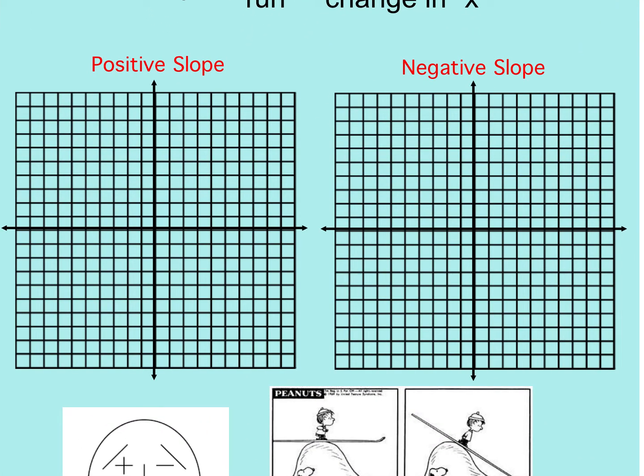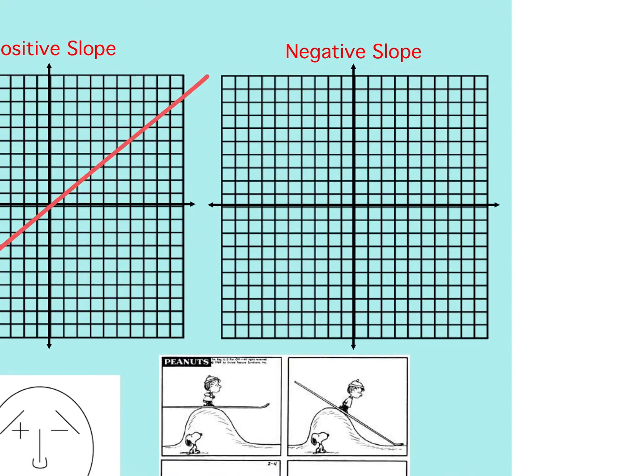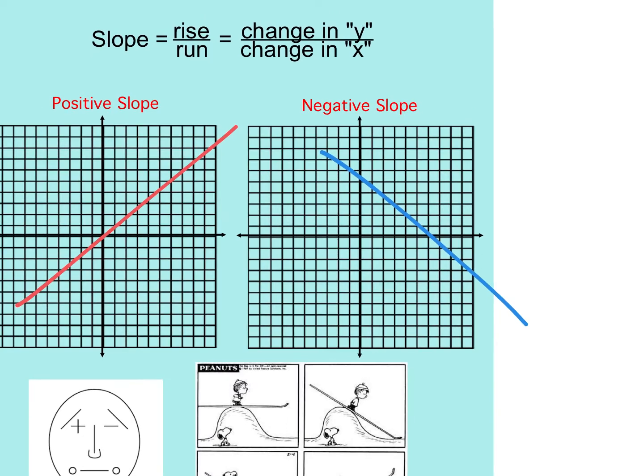Positive slopes go like this. Negative slopes, they go like this. How can you describe it? I like to say it this way: as you go from left to right, positive ones go up.